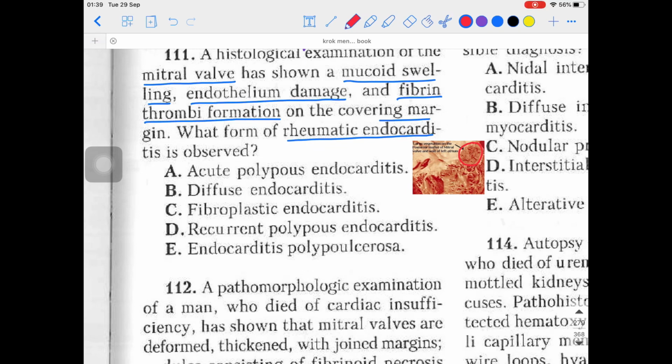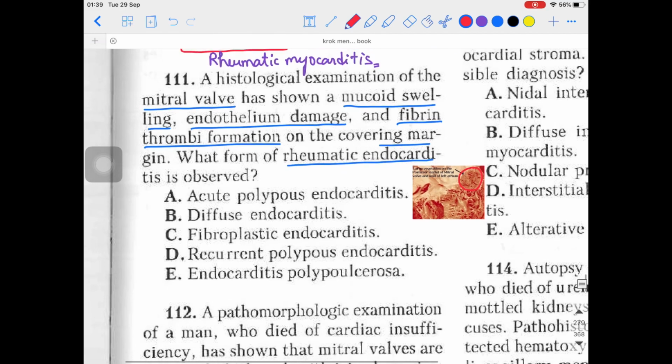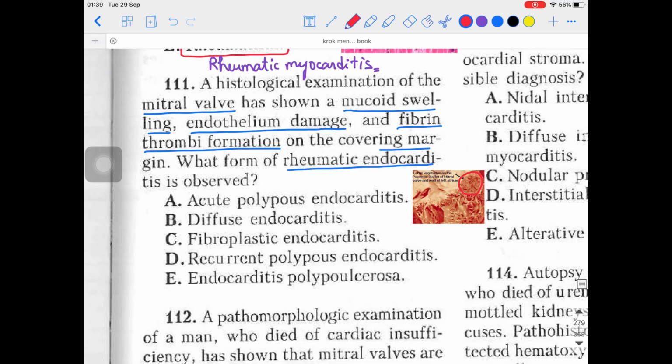One more thing I would like to add: if they mention ulcers in the question, for example in this one they didn't mention ulcers, then your answer might be option E given over here, endocarditis polypus ulcerosa, which means ulcers are also present. In this particular question there is nothing about ulcers, so I'm going with option A, that is acute polypus endocarditis. I hope you got my point in this question as well. Let's move on to the next one.